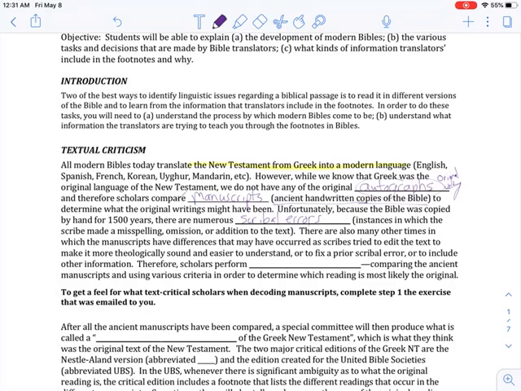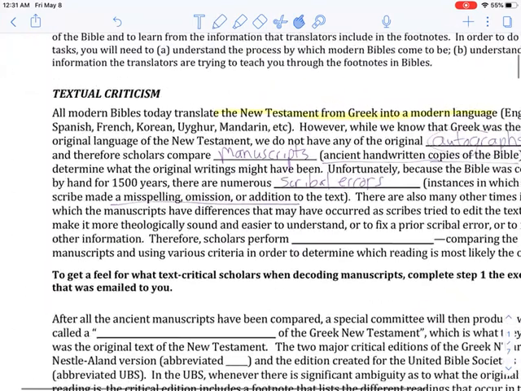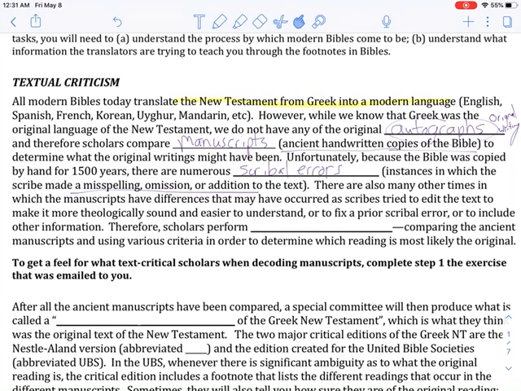And some examples again of these could be misspelling. It could be omitting. Omission means leaving out something or adding something to the text. And over the 1,500 years that the New Testament was copied by hand, many scribal errors developed.